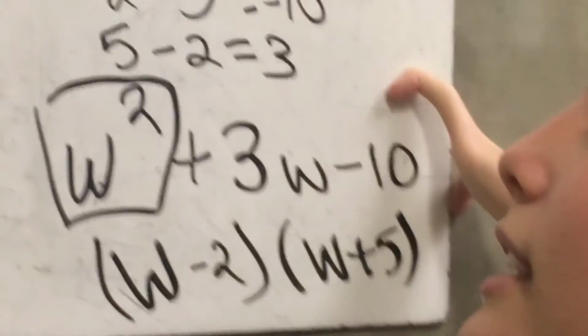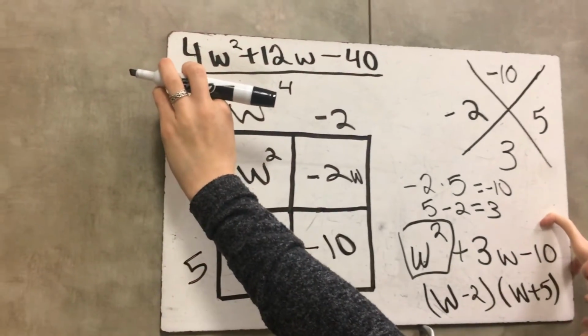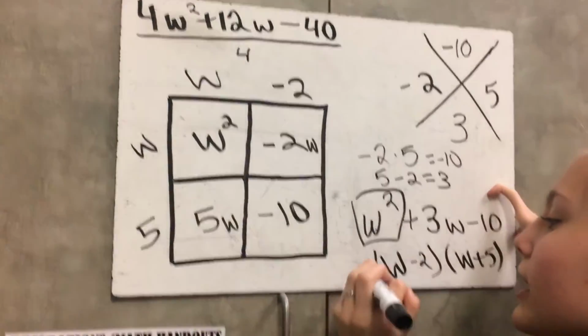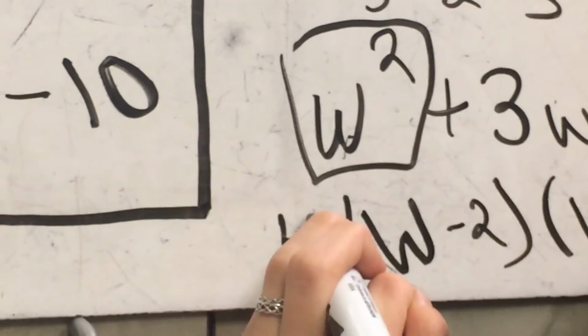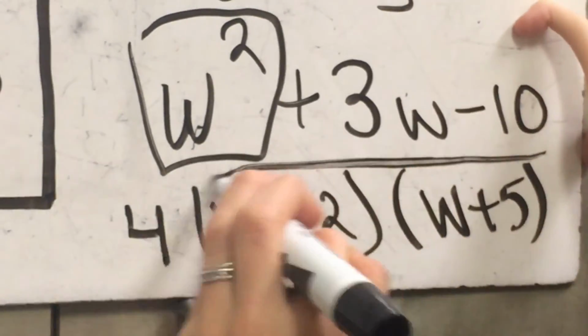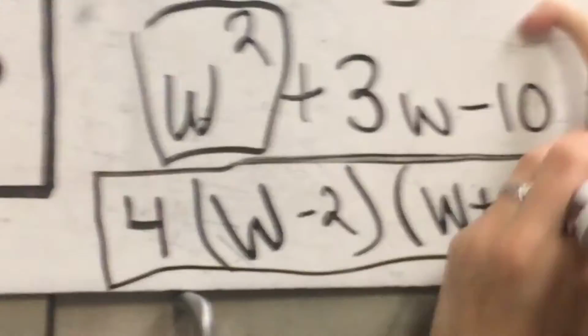And since we have this 4 up here that we divided by, we have to add it back to the equation. And to do that, we're just going to put a 4 at the beginning of our function. And that's it, guys.